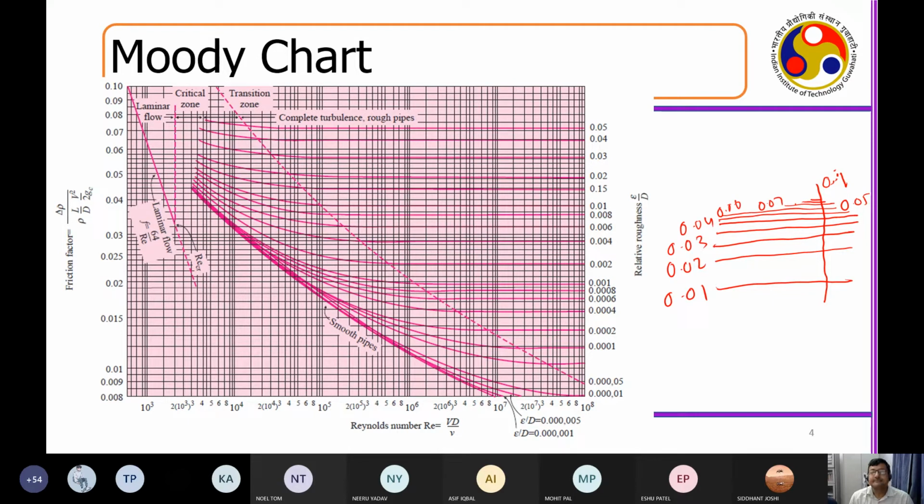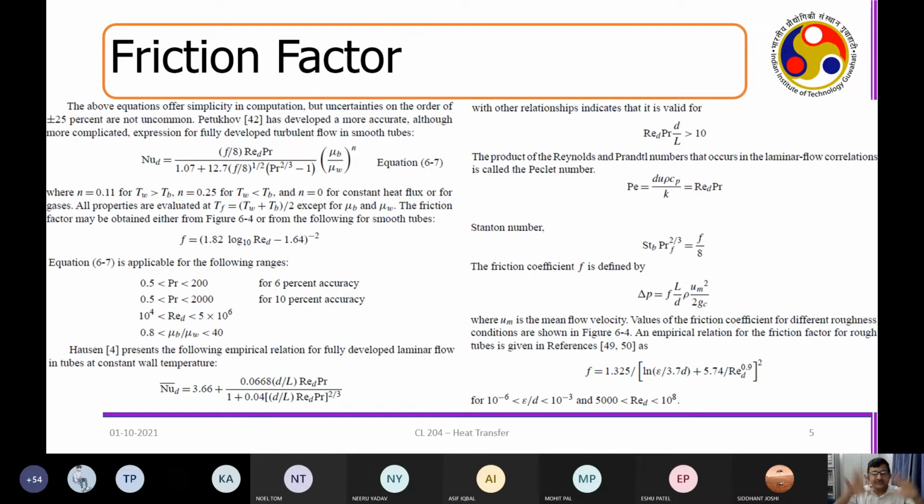Okay. Clear? Great. So now let us understand. Friction factor, as we discussed in the last class, has a correlation with what? The Stanton number, the Reynolds number and the Prandtl number. So you see this friction factor. There are different types of correlations used.